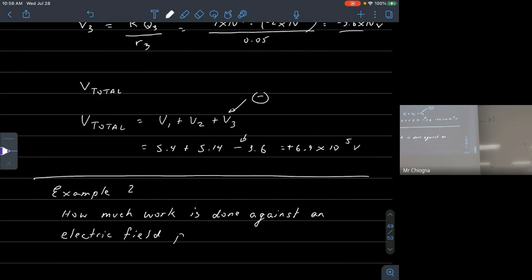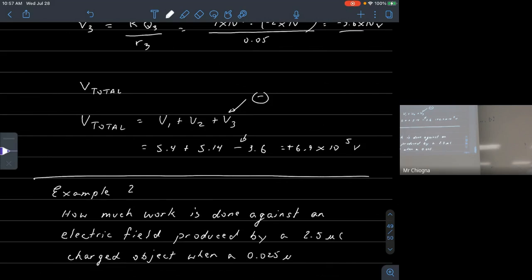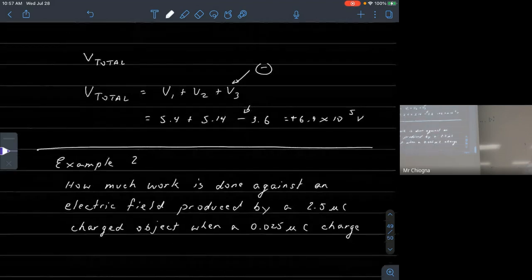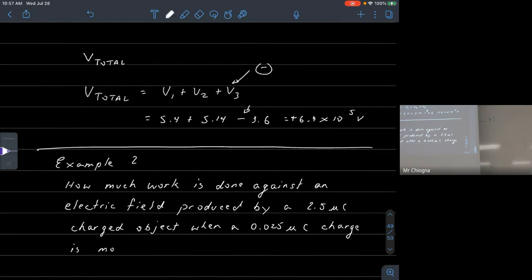Electric field produced by a 2.5 microcoulomb charge object, when a 0.025 microcoulomb charge is moved from 3 to 1 centimeters.